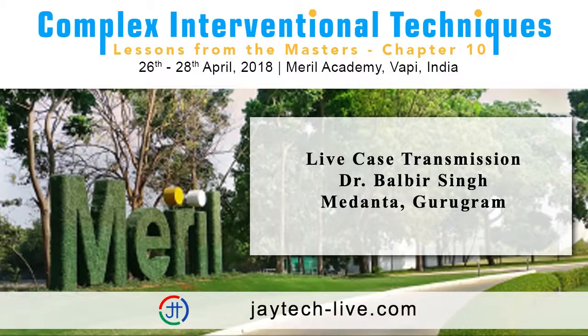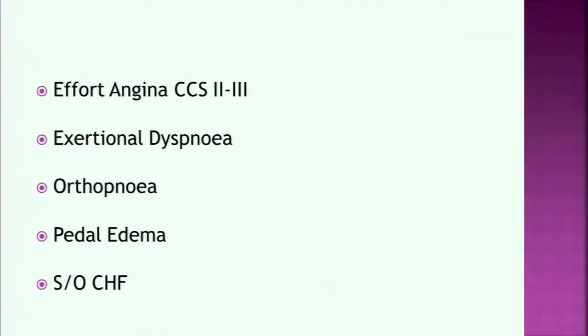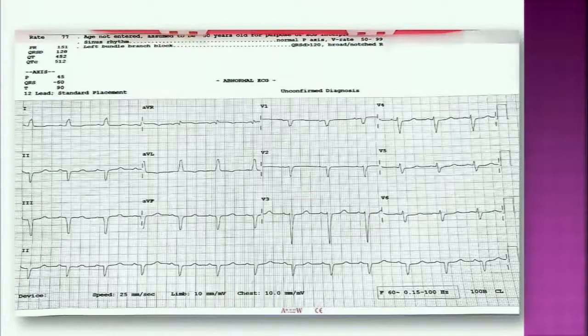This lady is 57 years old, basically with heart failure symptoms. She is a diabetic, hypertensive, and came to us with heart failure symptoms, no angina. So the echo was showing an ejection fraction of 20%, and ECG does not show any infarct pattern, but shows an incomplete LBBB.